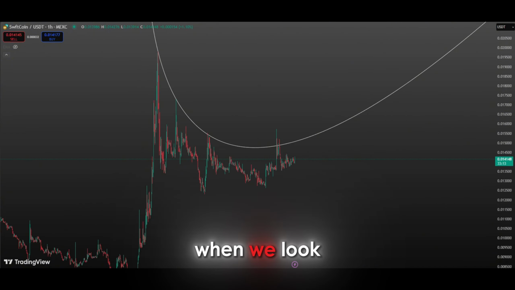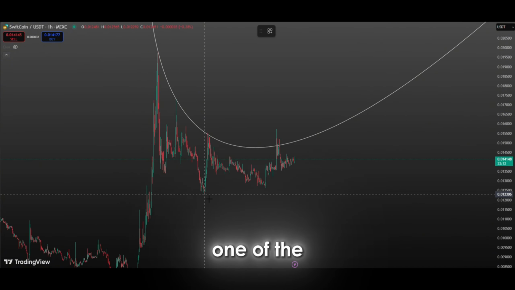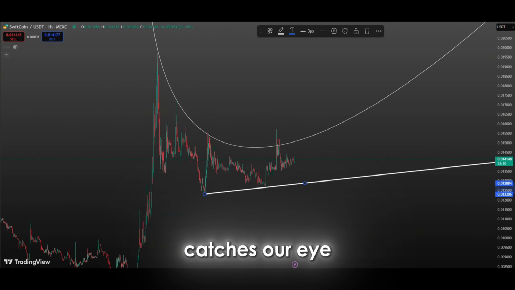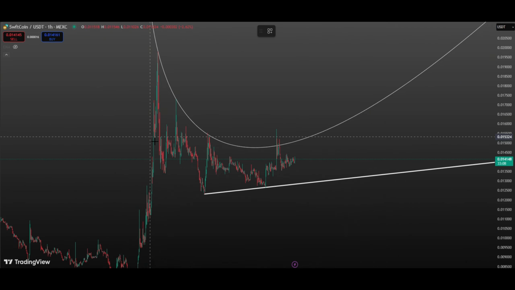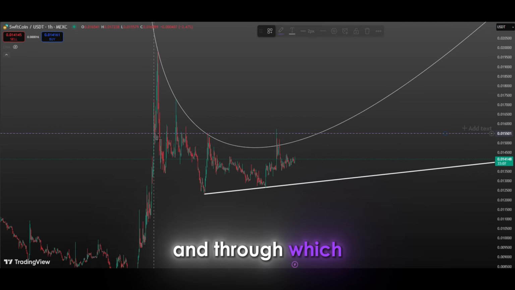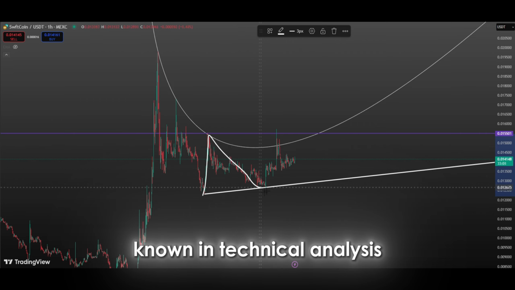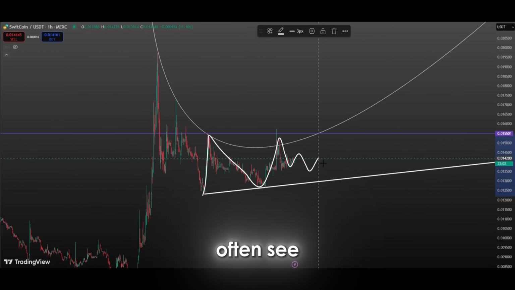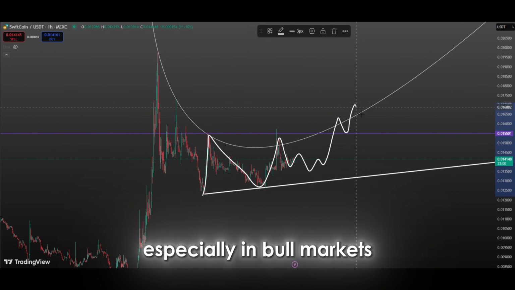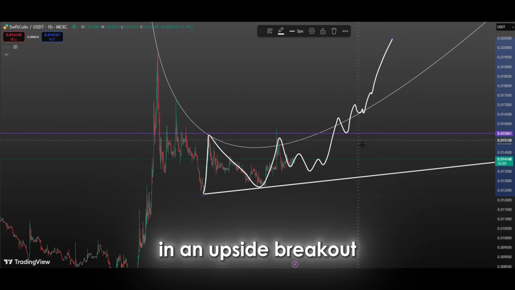Stay tuned. When we look at the chart in detail, one of the first structures that catches our eye is the ascending triangle pattern, which is quite remarkably formed and through which price action is moving. This pattern is known in technical analysis as a strong structure that we often see, especially in bull markets, and usually results in an upside breakout.